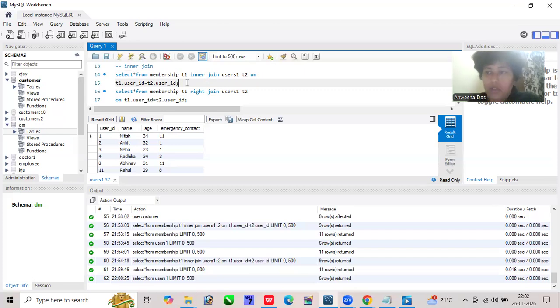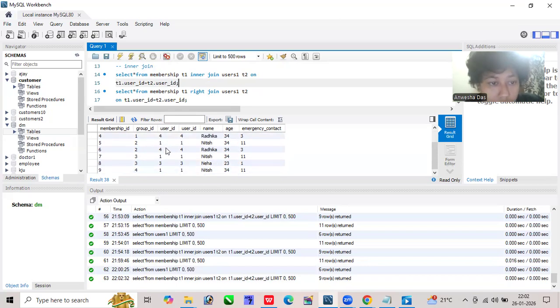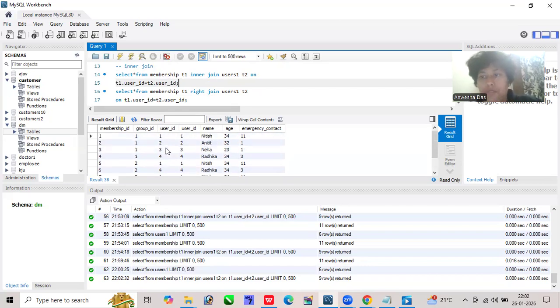If I run that particular command, then what will be the output? Let's see, guys. The output will be definitely the user ID only 1, 2, 3, 4. Only 1, 2, 3, 4 is there, right? Yes, the values are duplicated. Why? Because in our table, the duplicate values were there. But apart from 1, 2, 3, 4, is any other value there? No, guys. Why? Because it will take only the common element.